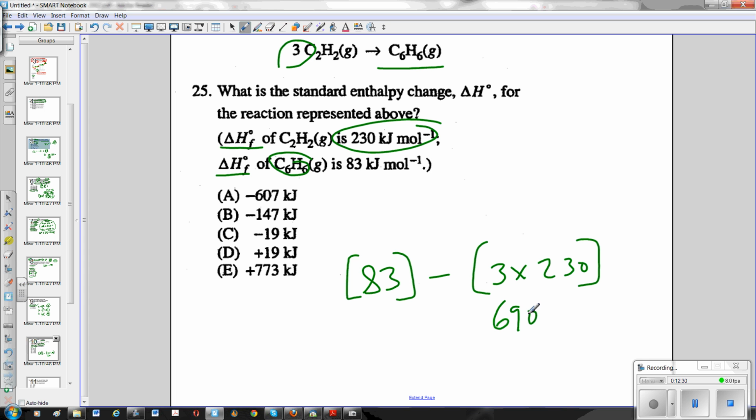So if I have 690, 83 minus 690, the correct answer for that one is gonna be, let's think about it, negative 607. Key thing to remember when you go to do this, products minus reactants. Whenever you see the delta HF, products on this side, reactants on this side, be sure and use the coefficient there. If you notice the coefficient 3, there's the coefficient 3. I have to multiply the 230 times 3. They're my reactants. This one, the value is 1, so it's just 83. Simple mathematics. You get 690 minus 83, it's A. That should be a piece of cake.